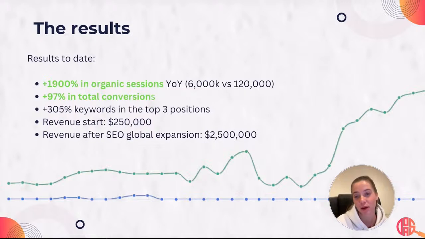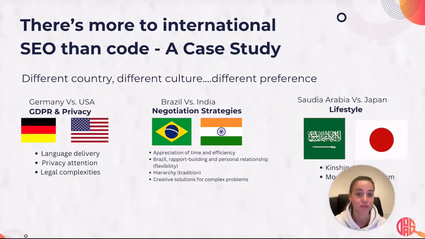The results, this is my favorite slide because I love to talk about all the money that I make for my clients. The revenue started at $250,000 annually. And after we completed our international rollout, over 2 years, it was $2.5 million. The keywords in the top 3 positions increased by 305%, there was a 97% increase in total conversions, and a 1900% increase in organic sessions from this activity.